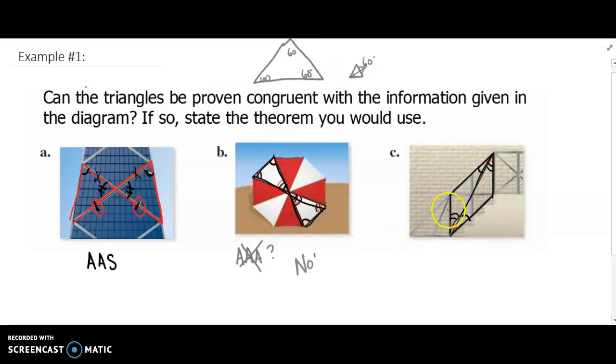Yes, we can, because this middle side between them, this diagonal if you want to call it, they share this side. This is a side of both of these triangles. And we know by the reflexive property that it's congruent to itself, so we do have a side. Now our question is, we have two angles and a side. Is this side between the two angles or is it not between the two angles? The side is between the two angles, so we would use the angle side angle congruence theorem.